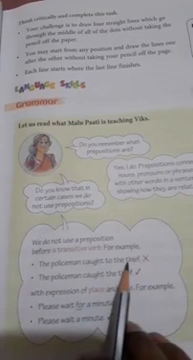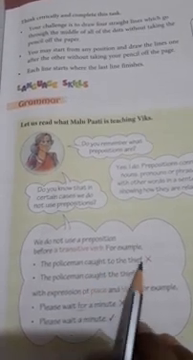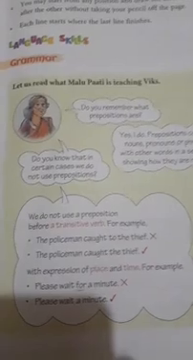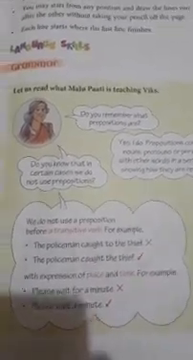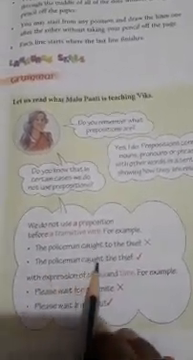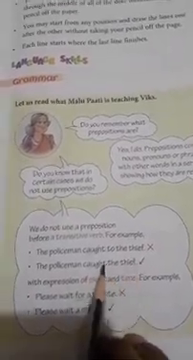We do not use a preposition before a transitive verb. A transitive verb means when a verb and an object come together. For example, the policeman caught to the thief. It is a transitive verb: caught, thief, verb and object. So the correct sentence is: the policeman caught the thief. No need of any preposition here.